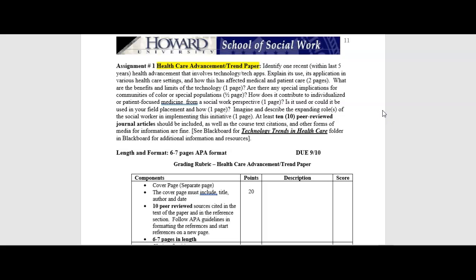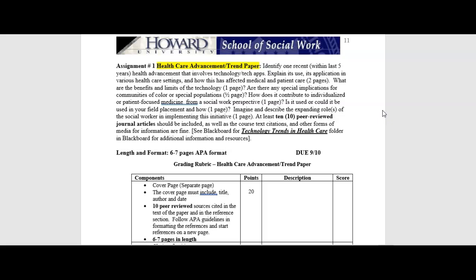How does it contribute to individualized or patient-focused medicine from a social work perspective? Is it used or could it be used in your field placement, and how? Imagine and describe the expanding role of the social worker in implementing this initiative.